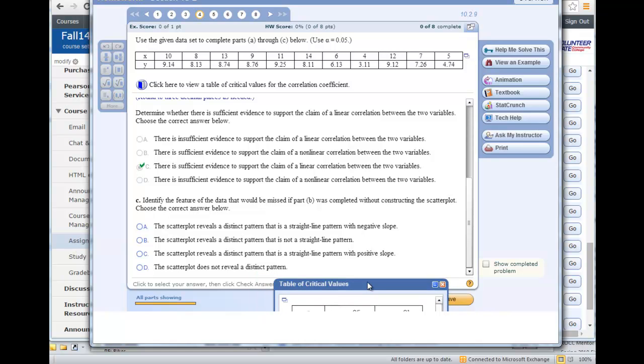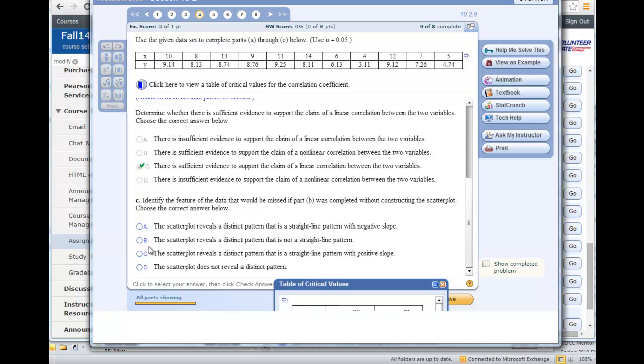Identify the feature of the data that would be missed if Part B was completed without constructing the scatter plot. Choose the correct answer below. A, the scatter plot reveals a distinct pattern that is a straight line pattern with negative slope. B, the scatter plot reveals a distinct pattern that is not a straight line pattern. C, the scatter plot reveals a distinct pattern that is a straight line pattern with positive slope. And D, the scatter plot does not reveal a distinct pattern.